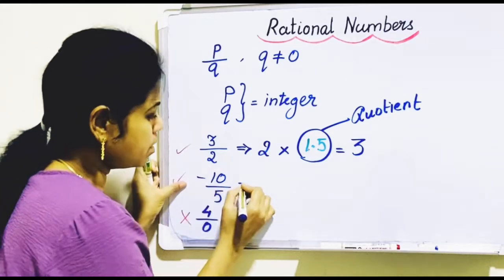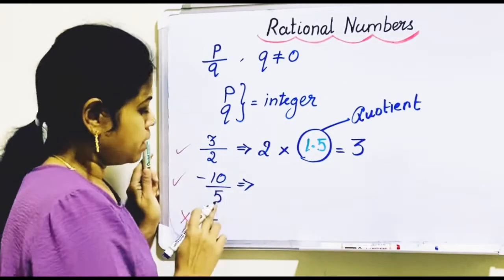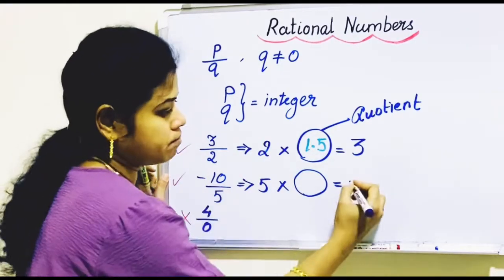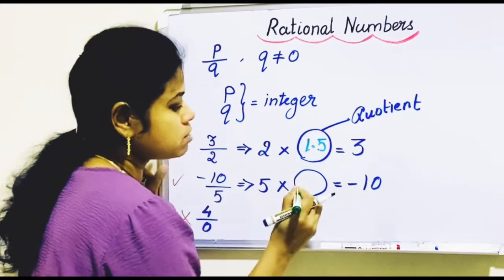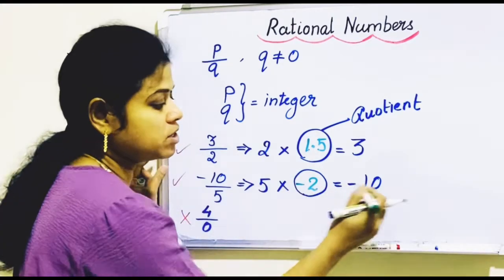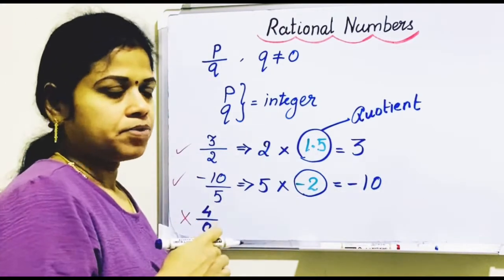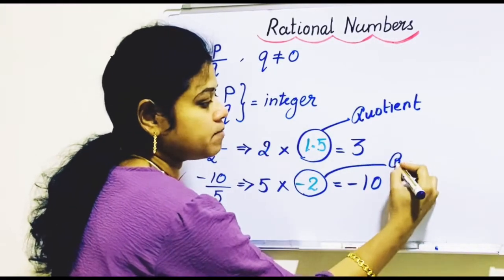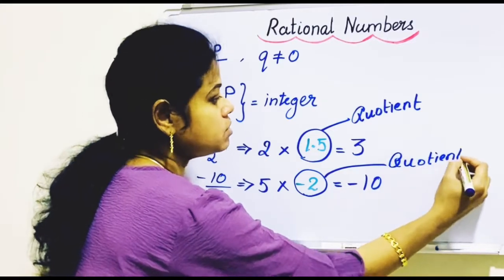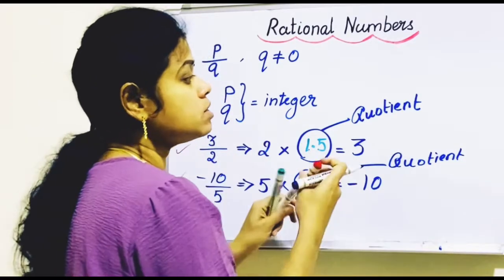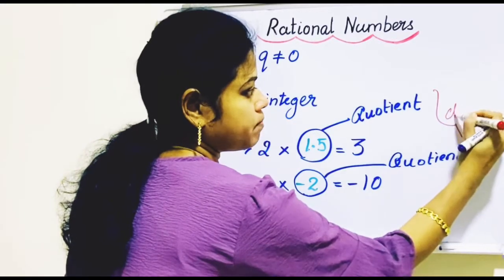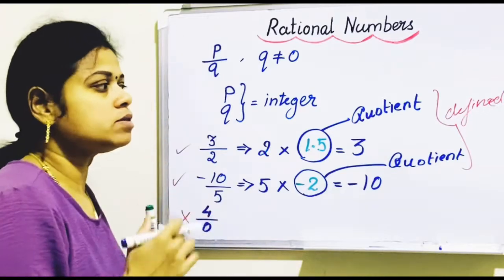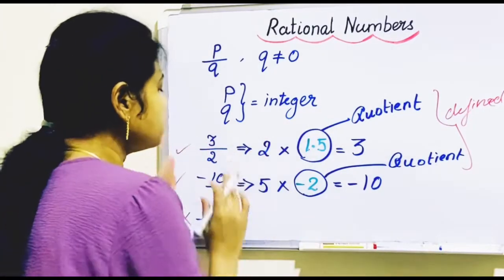And if you take the next number, minus 10 upon 5, here 5 multiplied by what gives you minus 10? This is minus 2. 5 multiplied by minus 2 is minus 10. So here this quotient part is defined. The quotient is defined in these two numbers. So if the quotient is defined for a number, then those numbers are rational numbers.